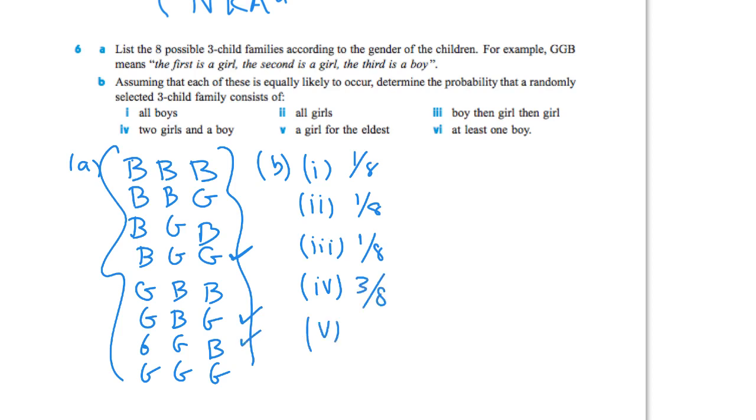Roman numeral 5, a girl's the oldest. So if the left is the first child, notice that the girl is oldest in 4 out of the 8 families. And part 6, at least 1 boy. Well, there's at least 1 boy except for the girl, girl, girl outcome, so that's 7 out of 8 chance for that. Okay, flip the page.